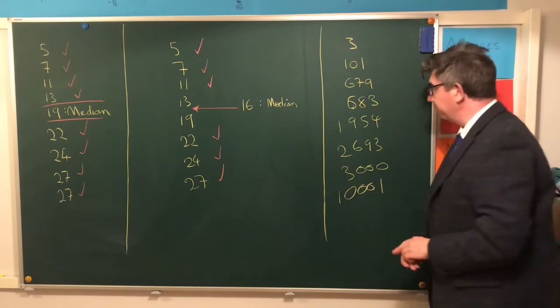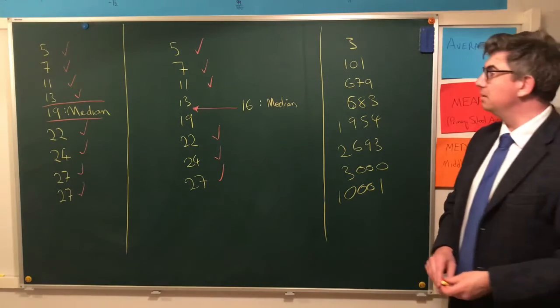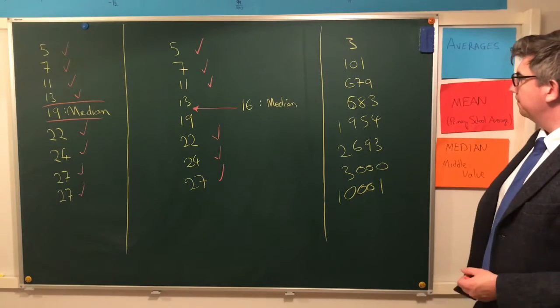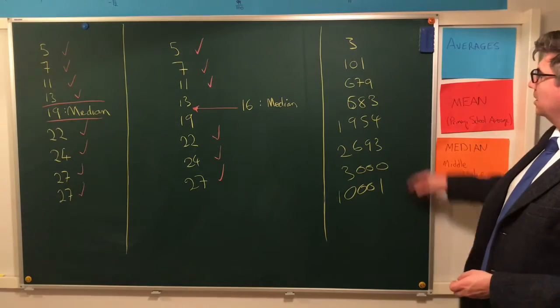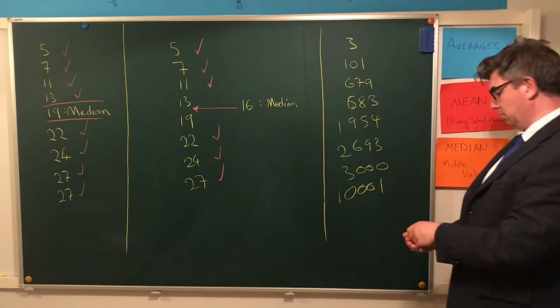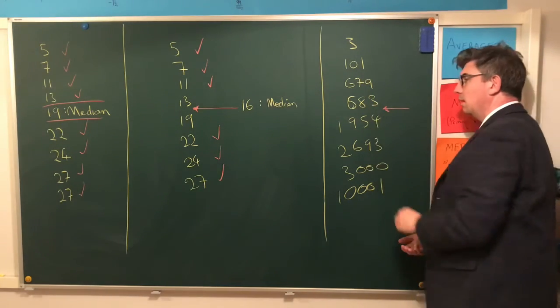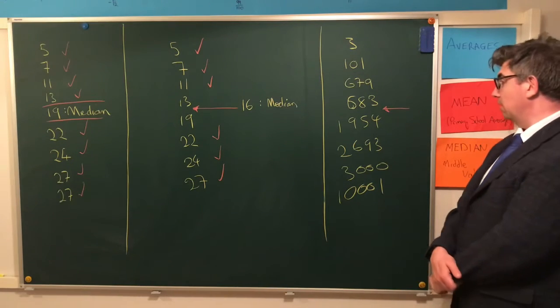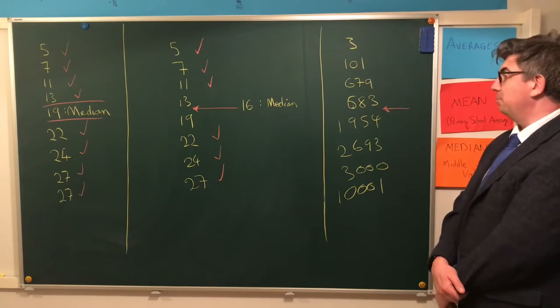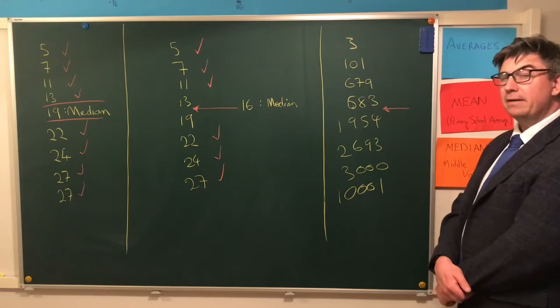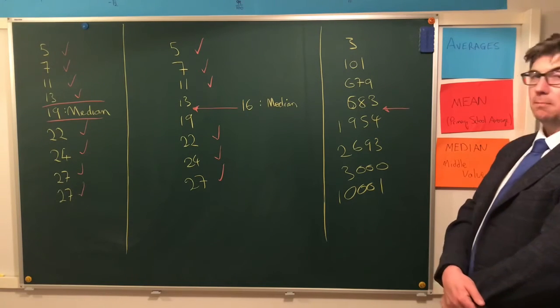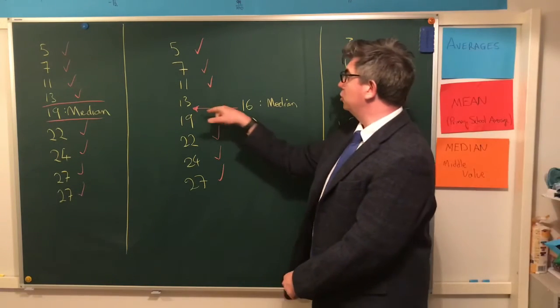3,001. If I gave you that data set there and I asked you to find the median, well, you'd have to think about what's the middle between these two numbers here. And that's a problem. Yeah? It'd be very hard to just think about that. So we need a system of being able to find the middle of two numbers.